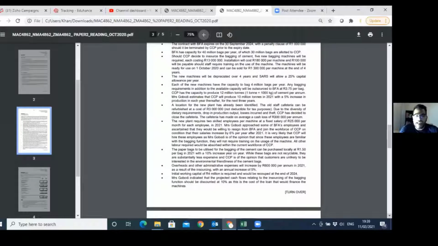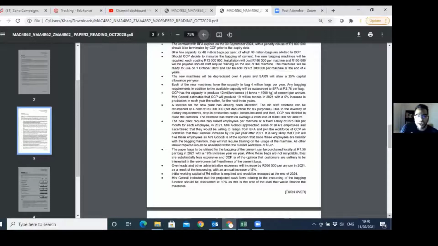Next bullet point: overheads and other administrative expenses will increase by 600,000 Rand per annum in 2021 as a result of the insourcing, with an annual increase of 5%. Remember, we were looking at future differential cash flows. Overheads is a cash flow. They're talking about from 2021, which is in the future. Is it relevant? Is it differential? Yes. They said overheads and other administrative expenses will increase by 600,000. So as a result of this project, overhead is increasing. If it was not for this project, overheads would not have increased. So that is an example of a relevant or a differential cash flow.